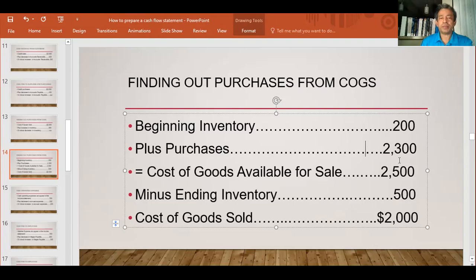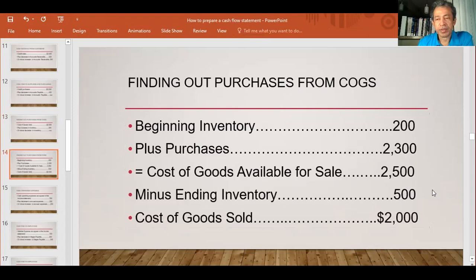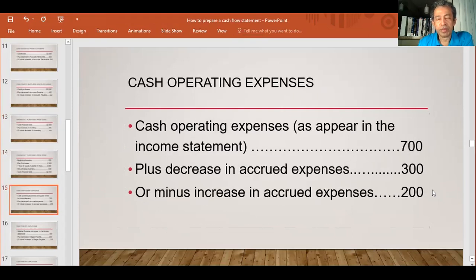So we don't use this. We use the increase decrease formula. So we use this one. We start with cost of goods sold if the purchase number is not given. Start with cost of goods sold, then plus the increase in inventory, or minus the decrease in it. So it increased. All right. So that would give us the purchases.